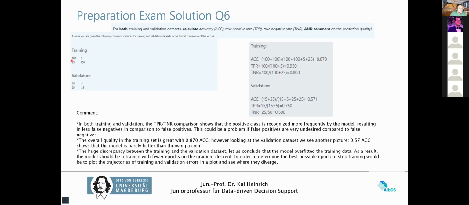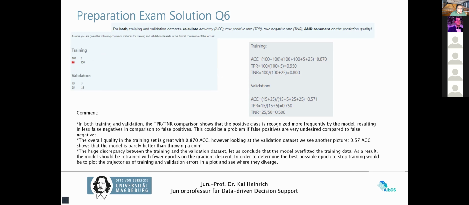Accuracy, we know, is the main diagonal, 100 plus 100 divided by everything. So 100 plus 100 plus 5 plus 25. If you're clever, you just calculate this one time anyway. And this is 0.87. Nice. Okay. True positive rate. You can pretty much see that this looks pretty good already. The bad things are these two, right? So you see, this is pretty good. This is a little bit worse. And that's also what I want you to describe.